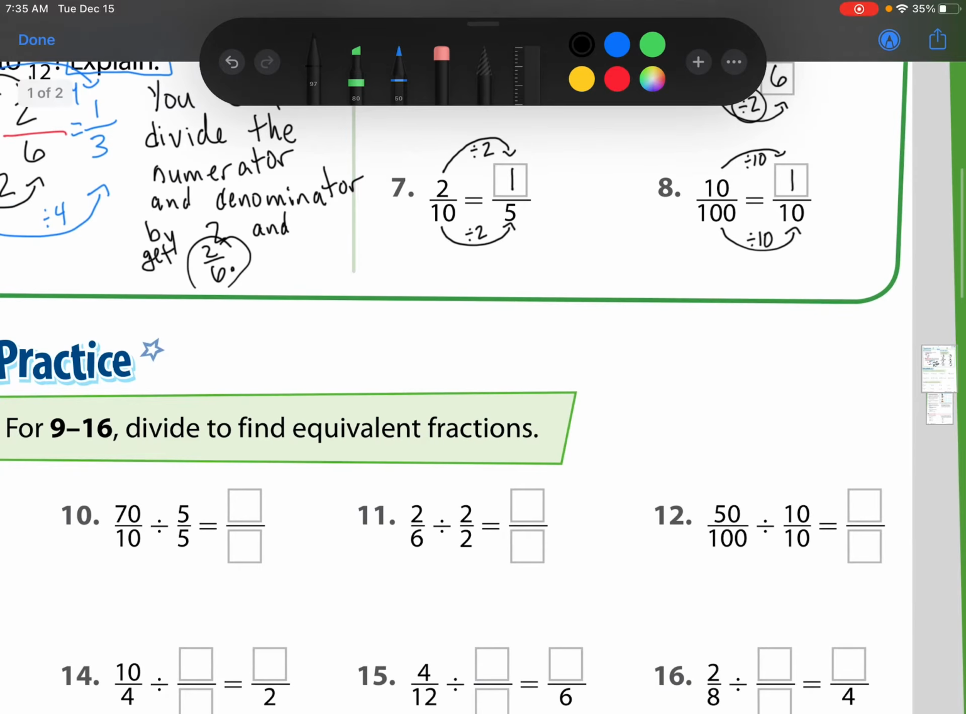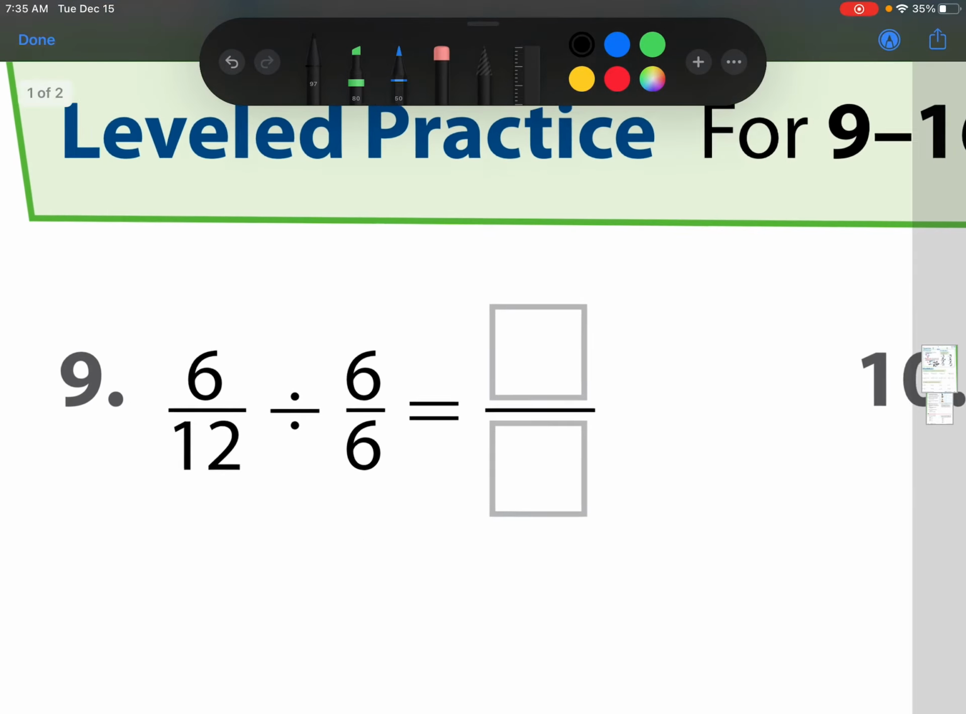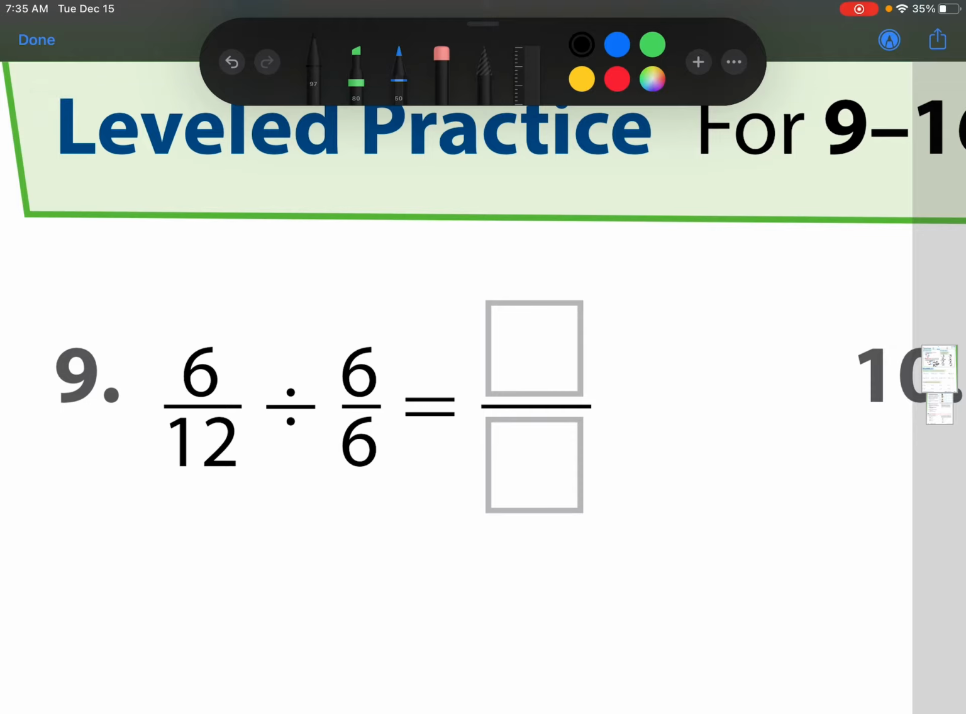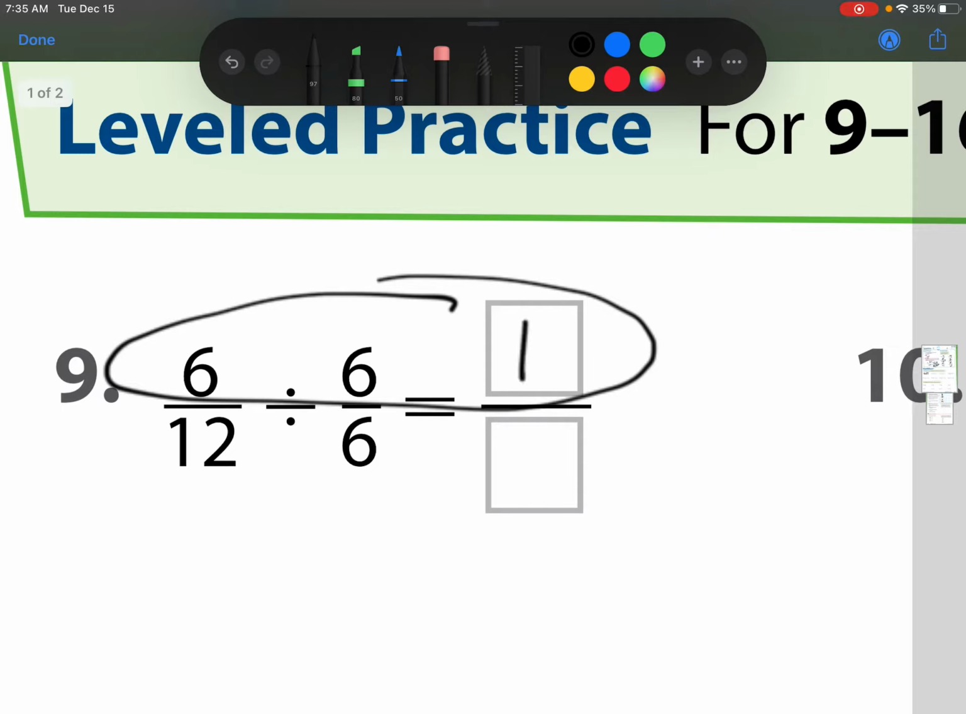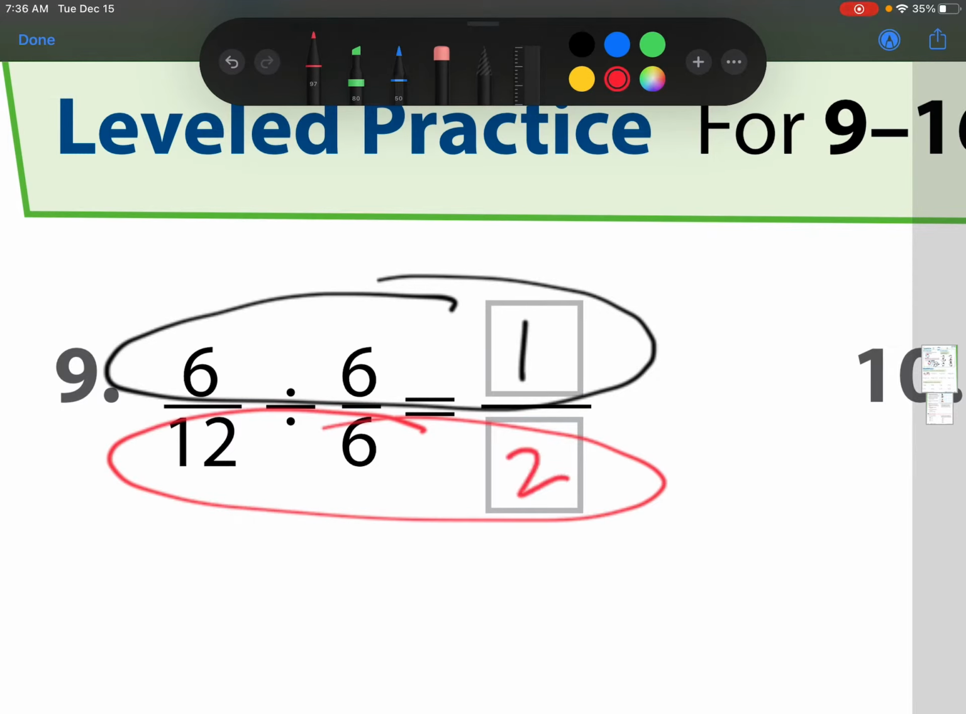Now let's head to number 9. So remember, when they put them like this instead of with our arrows, it's the exact same thing. So I'm going to divide my numerator. 6 divided by 6 is 1. And I divide the denominator. 12 divided by 6 is 2.